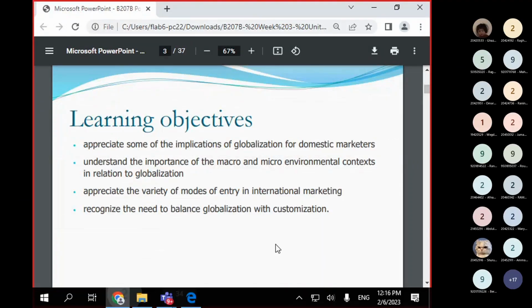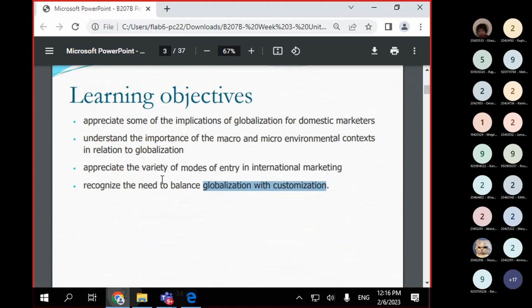All right, so this is week 3 of B207B, and the learning objectives are these. Remember that the learning objectives would always have the keywords that you need to study this session. So we have some keywords here: the implications of globalization. We will look into the macro and micro environment factors. We will see what the modes of entry of international marketing are, and we will also look at the difference between globalization and customization for marketing.